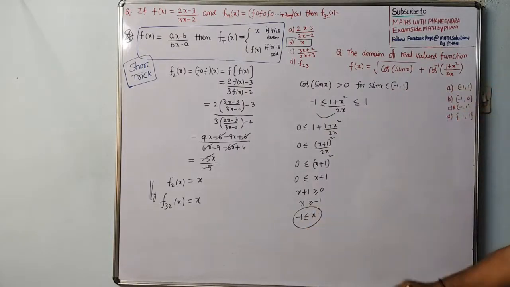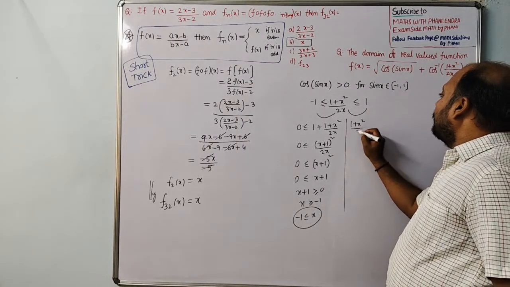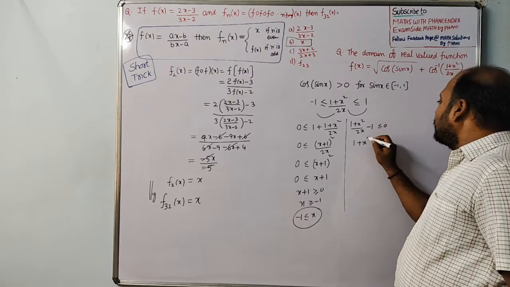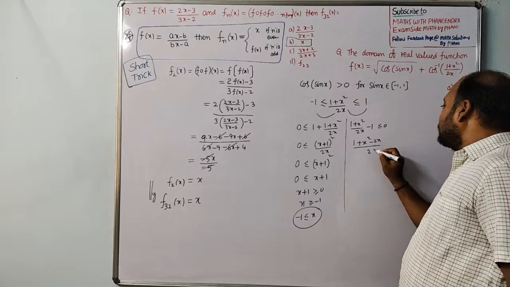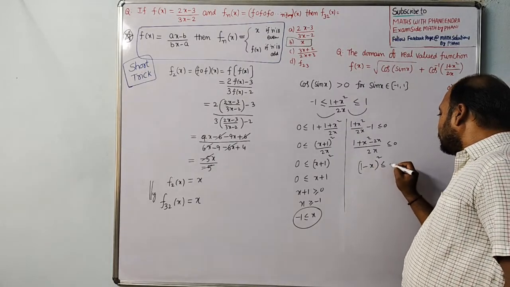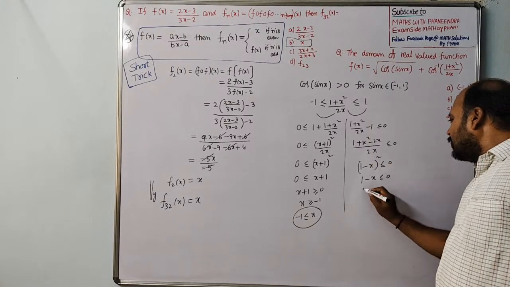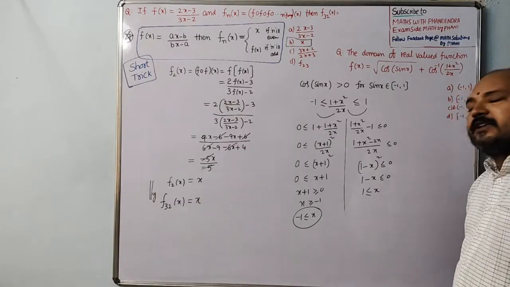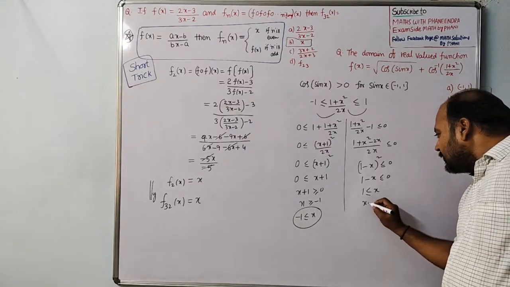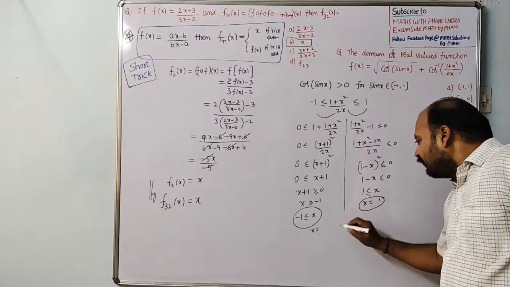If we take the other one, (1 plus x square) by 2x minus 1 is less than or equal to 0. So what comes: (1 plus x square minus 2x) by 2x is less than or equal to 0. (1 minus x) squared by 2x is less than or equal to 0. So 1 minus x is less than or equal to 0, 1 is less than or equal to x. So that means x is equal to minus 1, x is equal to, sorry, here plus 1, here minus 1.